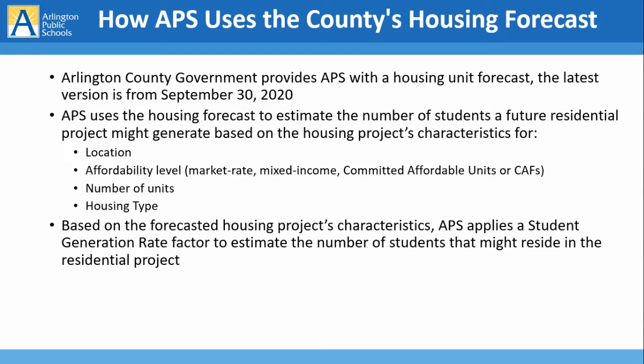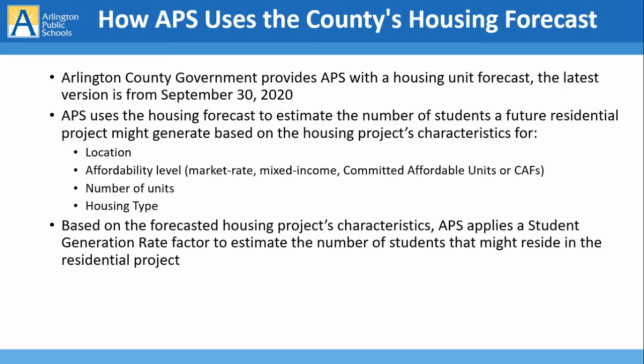from new housing. So to begin with, Arlington County government provides APS with a housing unit forecast. The latest version is from September 30th, 2020. Again, the county and their planning department plays a very important role in the approval and the regulation of residential construction in the county. So if any entity within Arlington County government has a better sense of construction, it would be them.